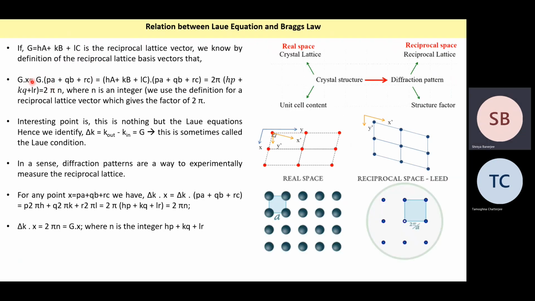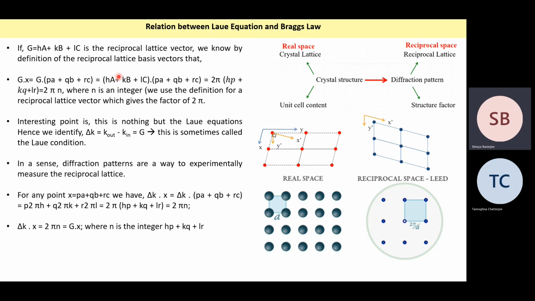So if you multiply G, the reciprocal lattice vector, which is defined by HA plus KB plus LC, with X, which is any point in the real lattice, defined by PA plus QB plus RC. Now, if you take this dot product, what it does basically is multiply the X terms of both, the Y terms of both, and the Z terms of both.